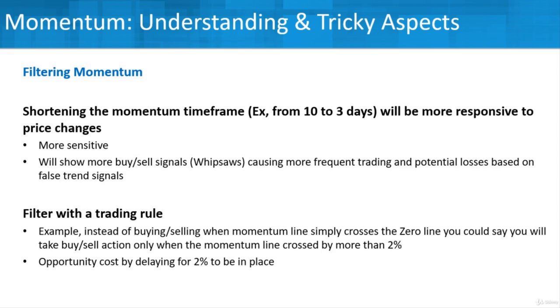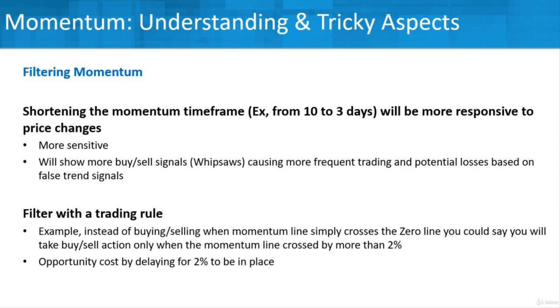So now if you think about that, well, there's an opportunity cost by delaying for that 2% to be in place, and that's exactly true. That's what happens with filters. It helps strengthen your decisions, but it also costs you in terms of opportunity costs. Let's say you could have bought in a little bit earlier and had a little bit more profit by getting in earlier than waiting for that 2% to happen. But again, that'll help eliminate whipsaws.